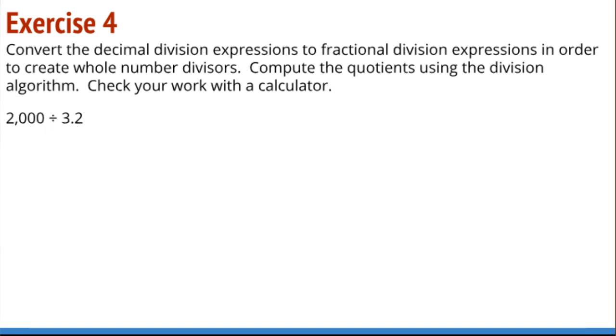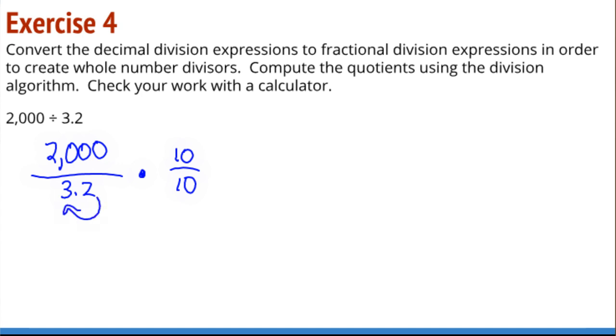All right, so I've got 2,000 divided by 3 and 2/10. I heard tenths, so I'm going to multiply times 10. And when I multiply by 10, the 2/10 becomes ones. And the 3 ones becomes 3 tens. And up here, everything is going to move one place, so the 2,000s becomes 20,000s. So I have 20,000 divided by 32.